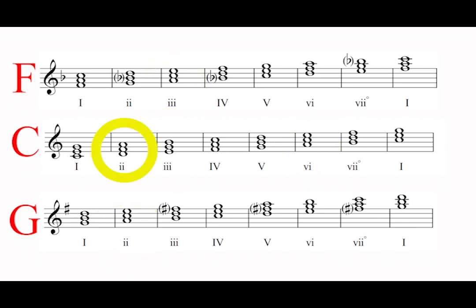Here we have a D minor triad, which is the 2 chord in C. We can find that same chord as the 6th chord in F. But in the key of G, that chord does not exist because of that F sharp that's in the key signature. So this would not make a good pivot between C and G.